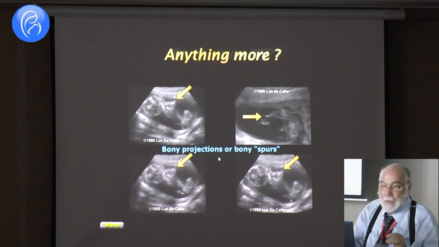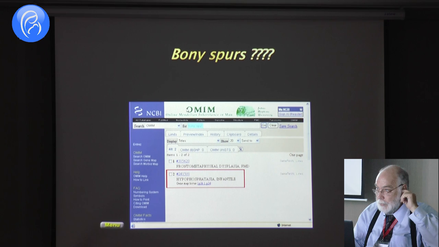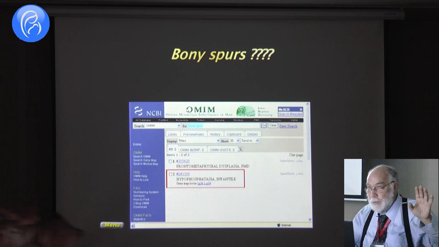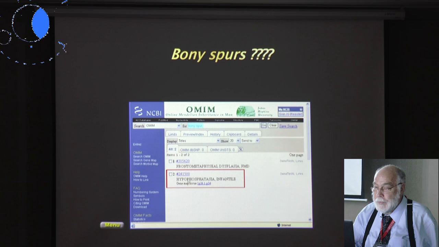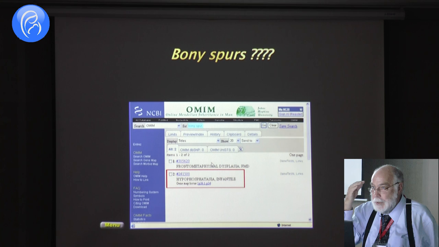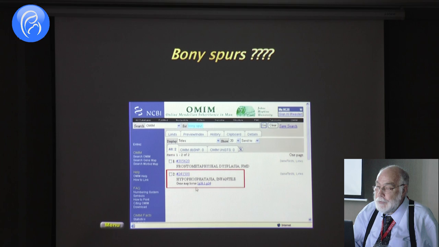Now, if you don't know what a bony spur is, you can go in OMIM. How many of you are using OMIM? Raise your hand. Any using OMIM? Okay, five. Oh, good, pretty good. About a quarter of you. Good. So if you put bony spurs in OMIM, you have two differential diagnoses. Frontometaphyseal dysplasia, this is a baby that has big supraorbital ridges, and that's not what it is. And hyperphosphatasia, infantile, and that's the diagnosis. So here, by having the right keyword, you go right to the correct diagnosis.